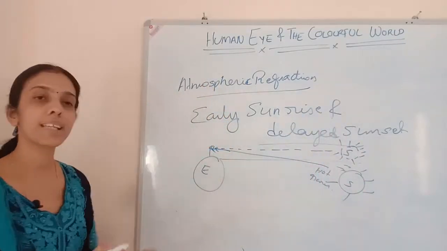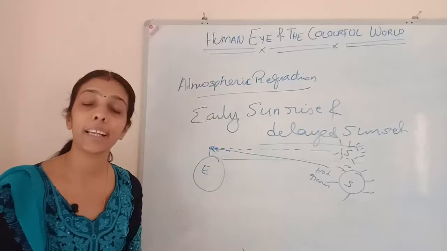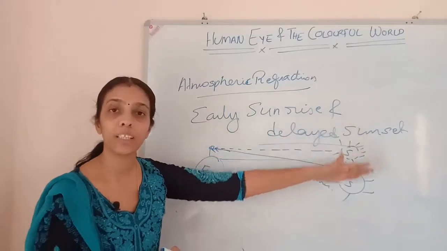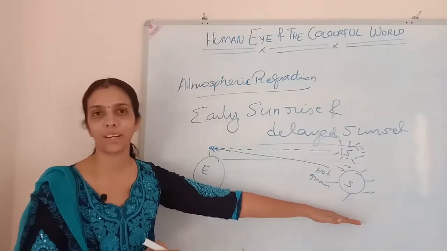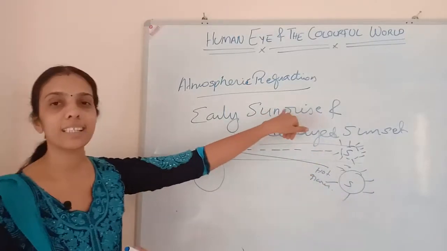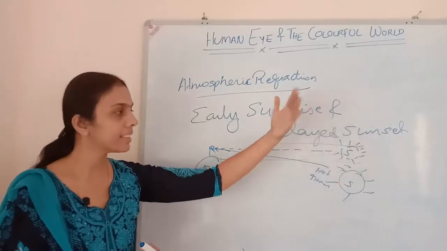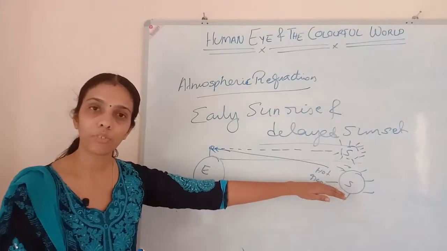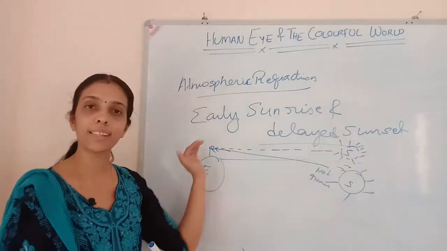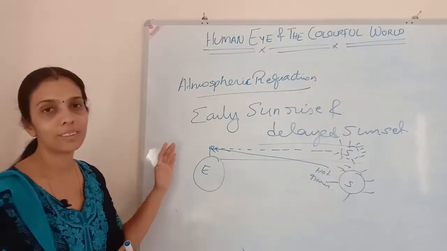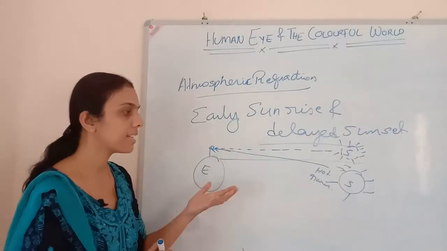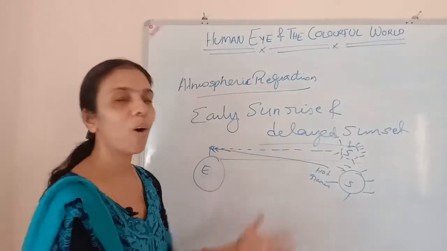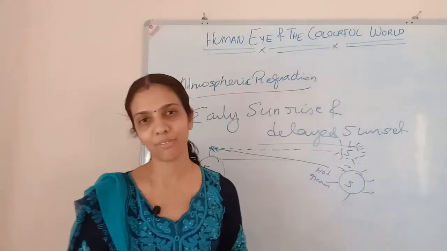So what is happening? Since the light ray is moving from a rarer to denser medium, we will be observing the Sun over here even if it is below the horizon. So it is an early sunrise. At the time of sunset also that will be happening, isn't it? At sunset, the light ray will be falling from the Sun, rarer to denser medium, and we will still be observing the Sun after it has actually set. So all these are due to atmospheric refraction.